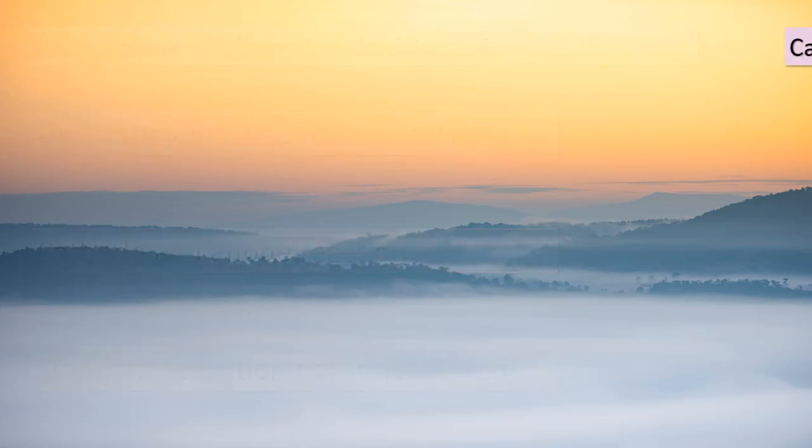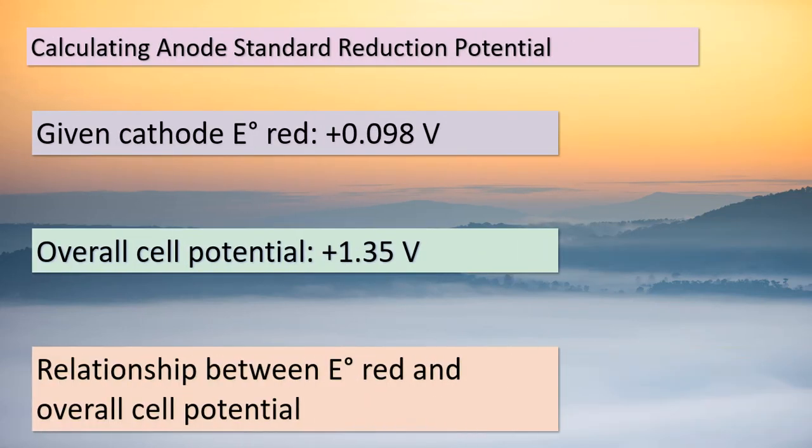Welcome back, students. Now, let's get into some calculations involving standard reduction potentials. We've got an overall cell potential of plus 1.35 volts, and a cathode E°red of plus 0.098 volts. Our task is to find the standard reduction potential for the anode reaction. This is where things get exciting.